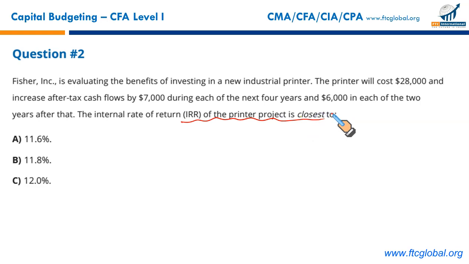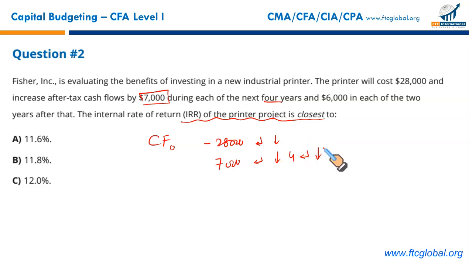Now, first of all, let me lay down the working of how you will put it in your financial calculator. First of all, you need to write down your cash flow at year 0, negative 28,000. You will enter it, I'll show you the whole working, and press the down arrow key. Then you enter the second year's cash flow and press the down arrow key. How many cash flows do we have for $7,000? 4 years. So the frequency of $7,000 is 4. We write 4, we enter, and press the down arrow key.